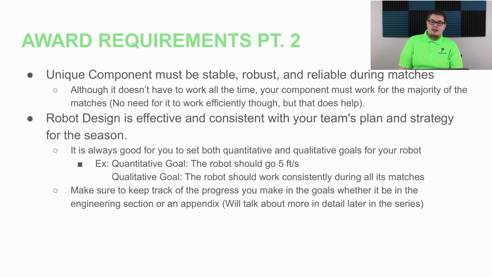This practically means that FIRST wants you to set goals for your robot beforehand or as you're building them to practically keep up and see if your robot reaches those requirements. And this is especially important, and it's always good to set both qualitative and quantitative goals for your robot, whether that be you want your robot to go 5 feet per second, or you want your robot to work consistently during all your matches. It's just good to keep track of these goals throughout the season in your engineering section or in your appendixes, which we'll talk about all that in the Think Award video coming up.